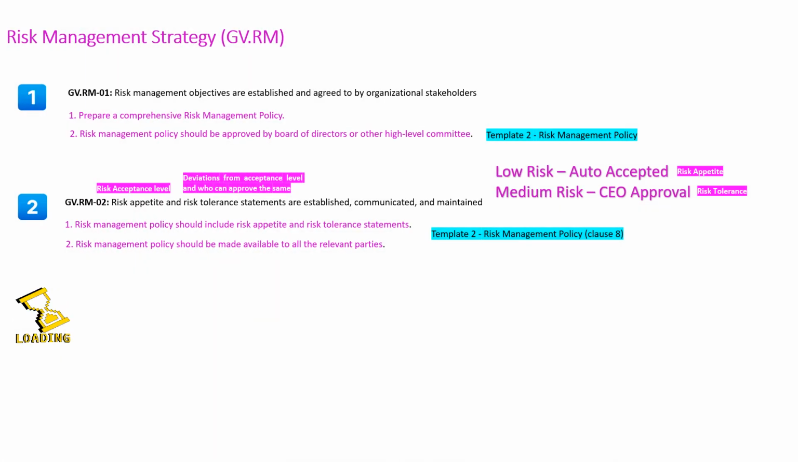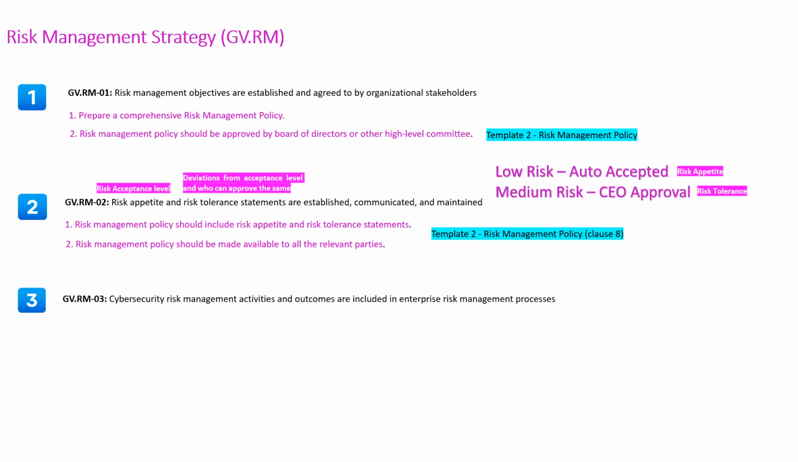Third subcategory, cybersecurity risk management activities and outcomes are included in enterprise risk management processes. To implement this, the risk register should include cybersecurity related risks and relevant responses.